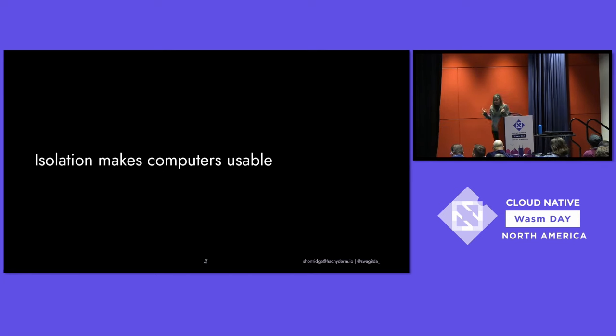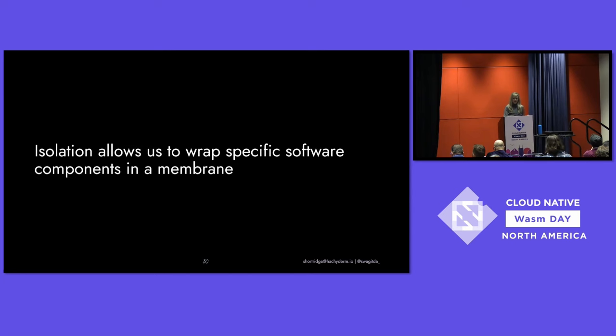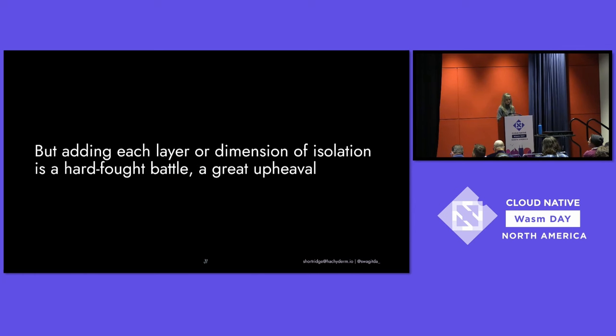Especially today, in production, we have such complicated software systems, right? We need confidence that failures won't cascade, especially in a multi-tenant environment, whether that's due to malicious tenants or just the normal crashiness of computers. So isolation allows us to wrap specific software components in a membrane, right? It's almost a decentralized response to failures because resilience is then spread across the population, just like each cell has a membrane. It ensures that when something goes wrong in one component, its effects don't leak out to the other components.